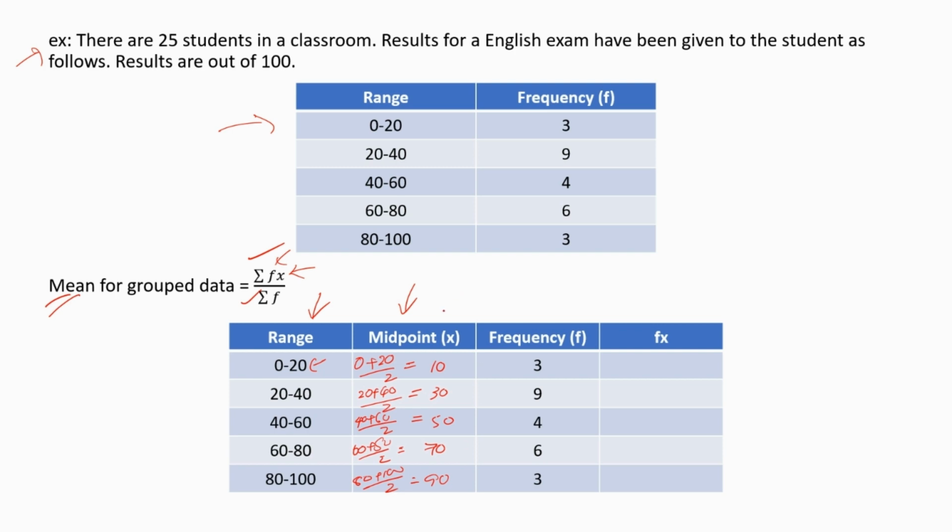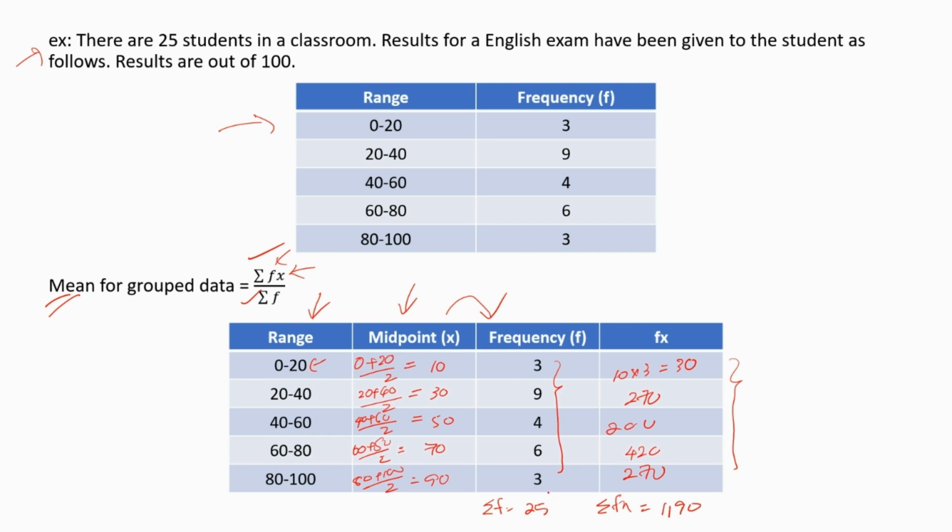Now we have to multiply the respective x value with the f value, which is the frequency. So the fx for the first range is 30, which is 10 multiplied by 3. Now we have to calculate the sigma fx value, which is the summation of all these values, which is equal to 1190. We also have to calculate the sigma f value, which is the summation of all these values. We know this is 25 because there are 25 students in the classroom.